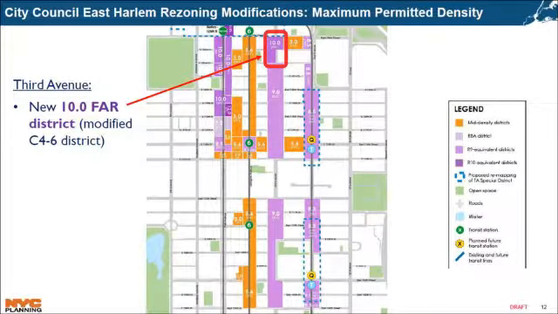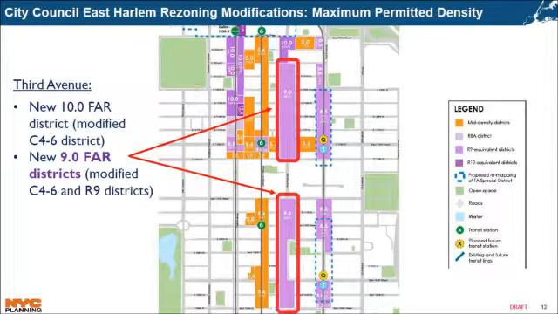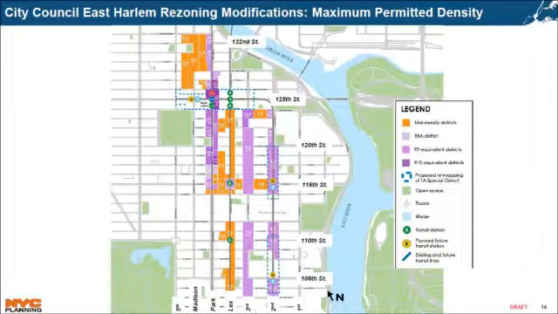So moving over to 3rd Avenue, a new 10 FAR district was proposed in the area you see on the slide here, north of 122nd Street on 3rd Avenue. This would maintain the C4-6 designation, but have the 10 FAR modified through the special district. Similarly, the rest of the northern portion of 3rd Avenue would still be the C4-6 with a modified FAR. However, the rest of the avenue in that area would be 9 FAR. The southern portion between 104th and 112th Street would be an R9 designation with 9 FAR. And that's the total FAR slide that you can see, the FAR scheme for the entire zoning boundary.